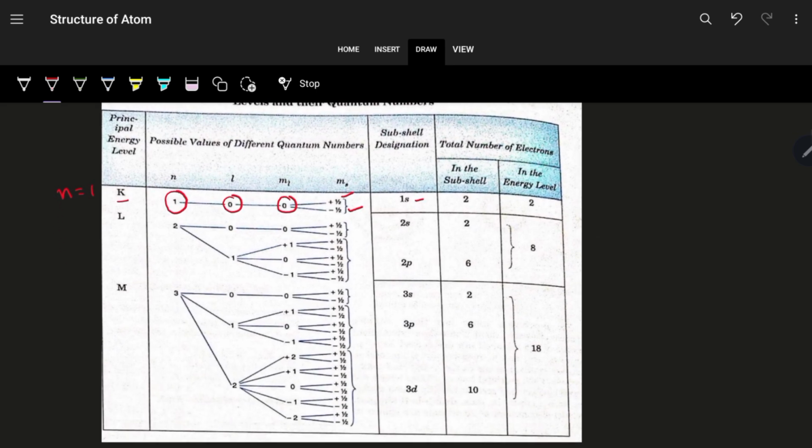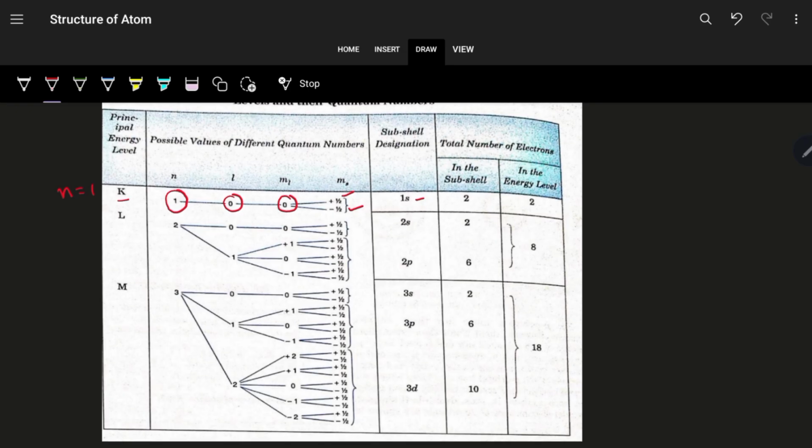Now n is equal to 2, that is the L shell. There the azimuthal quantum number can have values 0 and 1. Why? Because l can have values 0 to n minus 1, and ml can have values plus l to minus l, including 0. So that is the recap of what we have seen in the previous video.